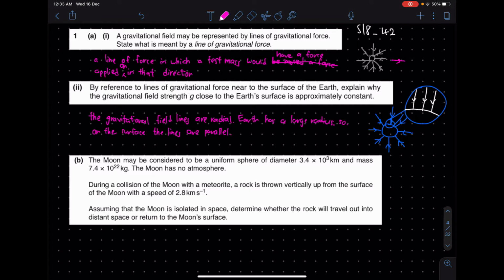Alright, and well, since the gravitational field strength is determined by the gravitational lines, and since the gravitational lines are now equally spaced, the gravitational field strength is constant. Alright, okay, I hope you understand this.